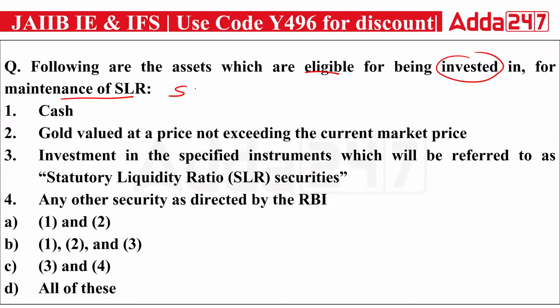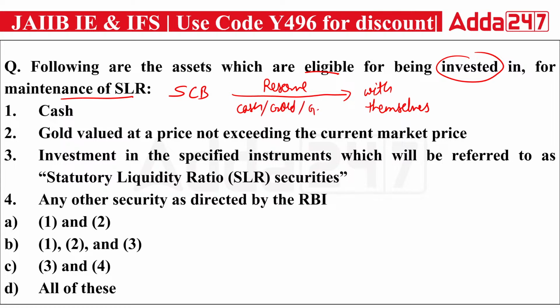So in SLR, all scheduled commercial banks have to maintain the reserve with themselves, in the form of cash, gold, and securities, the government securities, as a percentage of NDTL which will be prescribed by the RBI. You have to answer which of the following is correct, which can be made for SLR.